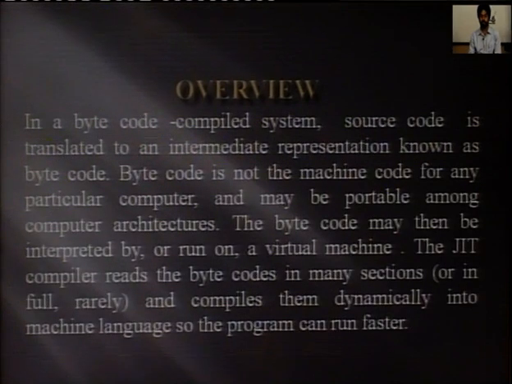So, just-in-time compilation. In bytecode-compiled systems, source code is translated into an intermediate representation known as bytecode. The bytecode is not machine code for any particular computer, and may be portable among computer architectures. The bytecode may then be interpreted by, or run on, a virtual machine. The JIT compiler reads the bytecode in many sections, or fully, or rarely, and compiles it dynamically into machine language so the program can run faster.